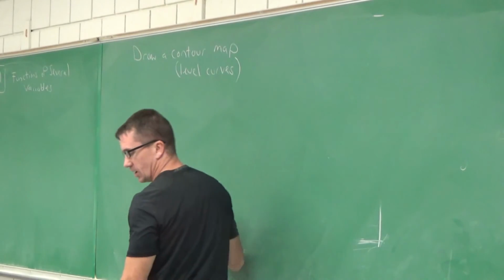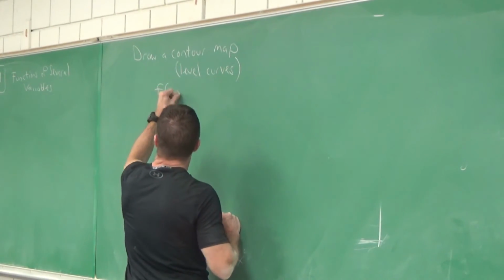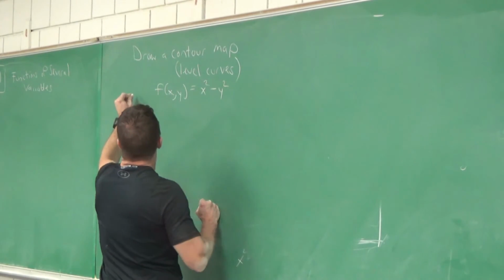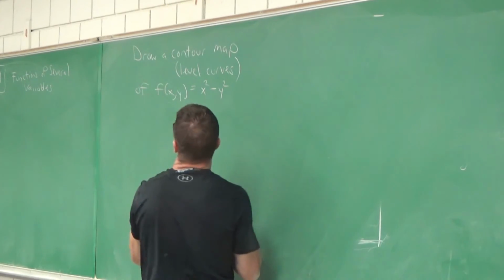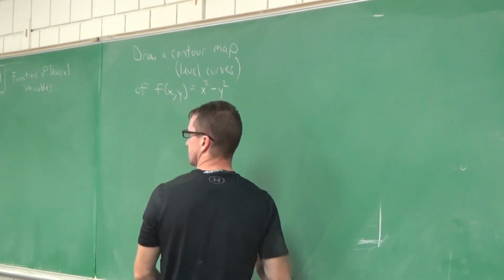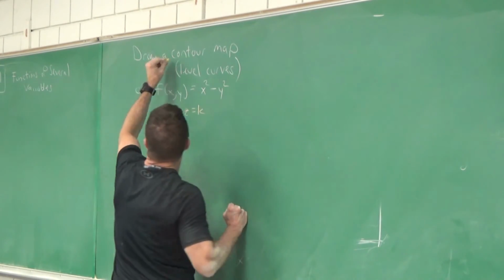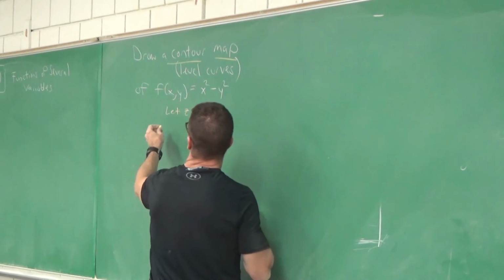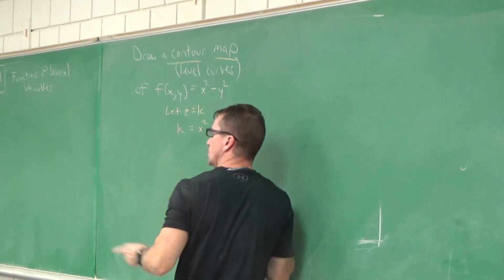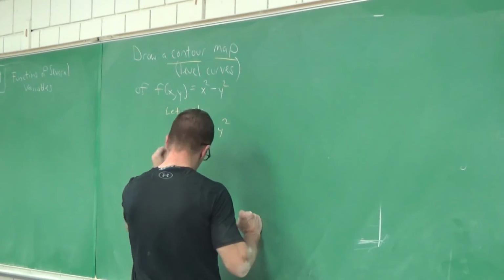You indicate before it's in the XY plane. Here's the function. You're going to draw a contour map of that function of x and y. So the first step, what do you let z equal? Let z equal k. That's how you draw a contour map. That's step 1. Step 2, you pick k values.